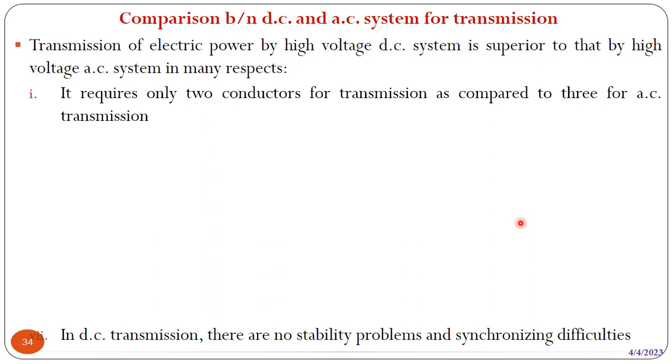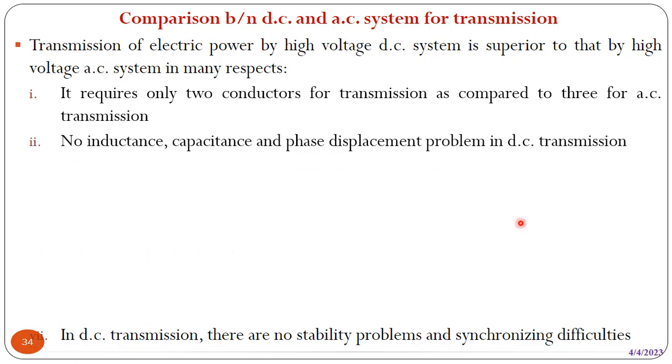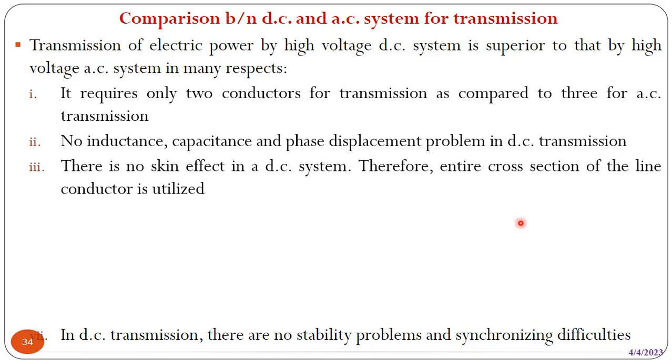DC is better than AC transmission for long transmission lines. The second one is that there is no inductance, capacitance, or phase displacement problem in a DC transmission line. There is also no skin effect in a DC system, therefore the entire cross-section of the conductor is available.